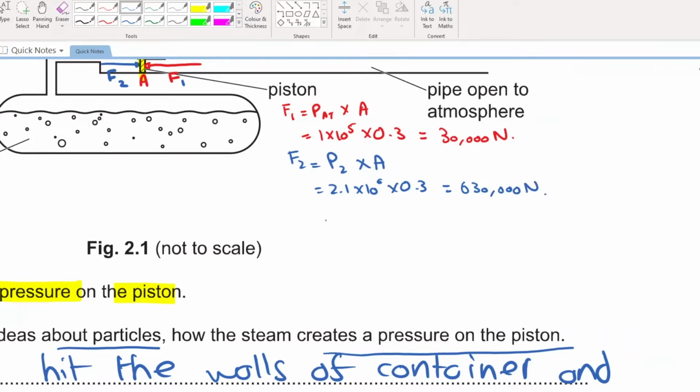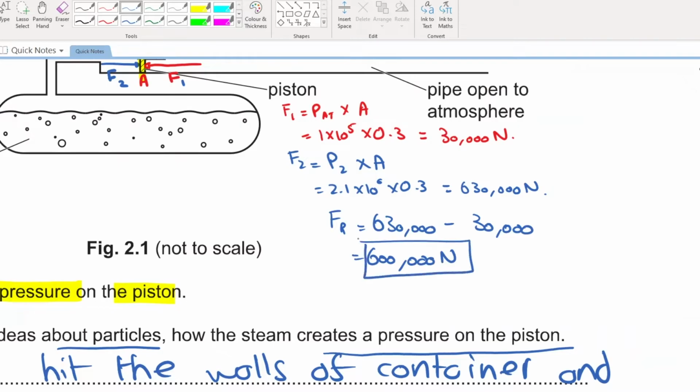630,000 Newton. Can you calculate the resultant force? Yep, you can do that. 630,000 minus 300,000. This comes out to be 600,000 newtons as your answer. All clear? Any ambiguities here? Any questions, any problems here?